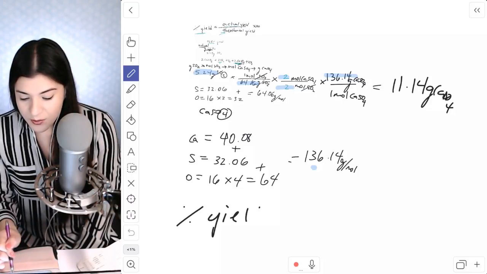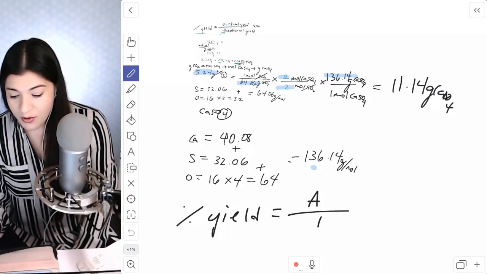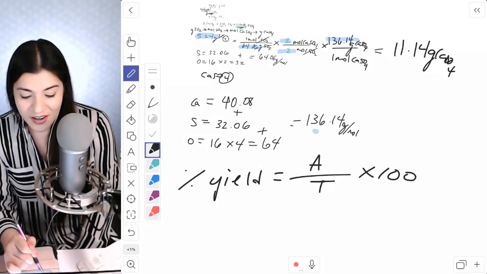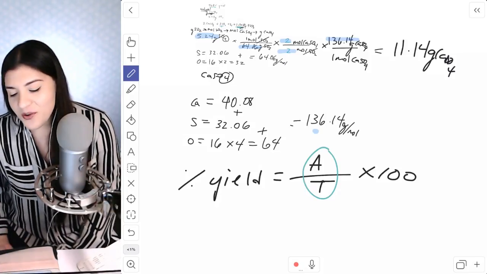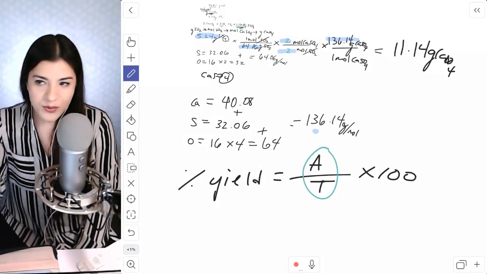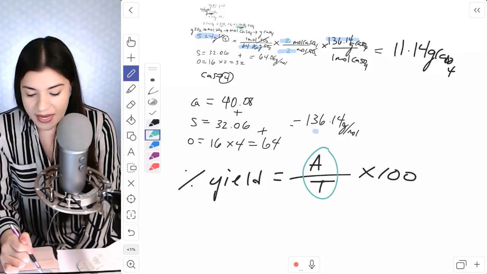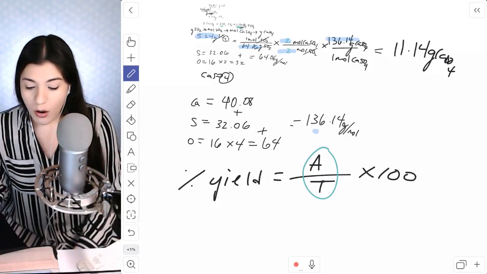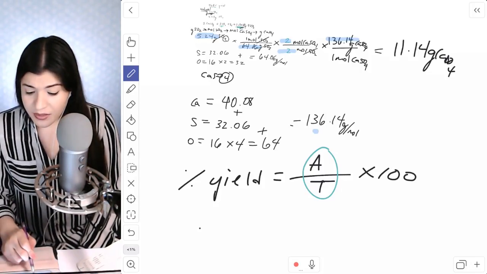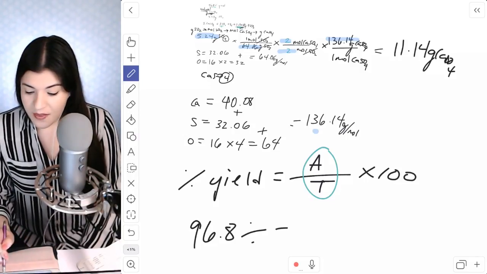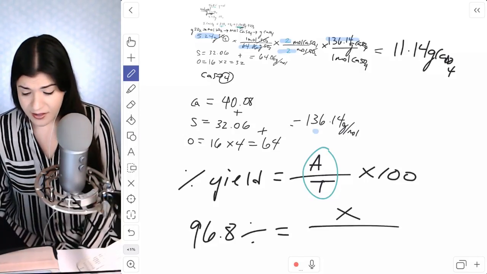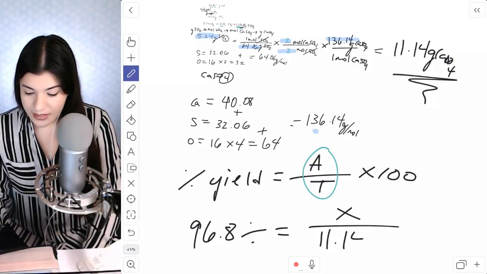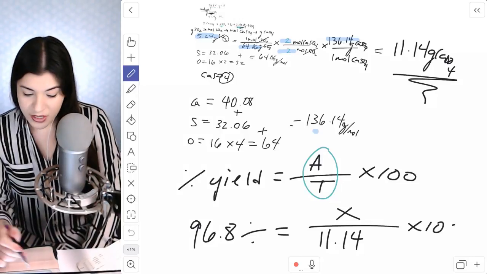Percent yield is equal to the actual yield divided by the theoretical times 100. How I remember this is percent yield is where it's at, right? That's just something to help me remember which one goes on top, which one goes on bottom. And then now I'm just going to start plugging in all the values that we now know. We know our percent yield since that was provided, the 96.8%. And then actual is what we're solving for, so I'm going to state that's x. And then our theoretical was what we just found, which is 11.14. And then I'll multiply that by 100.